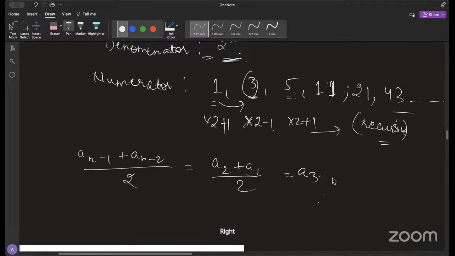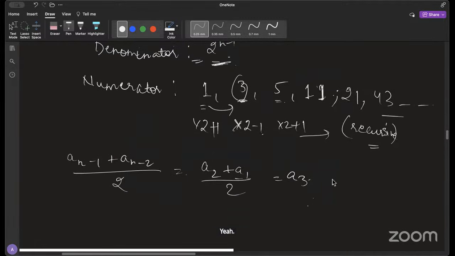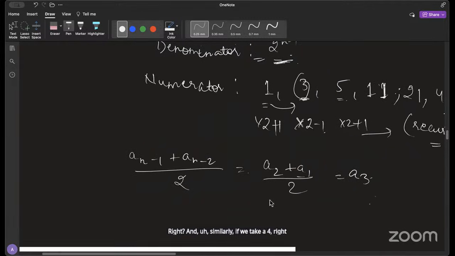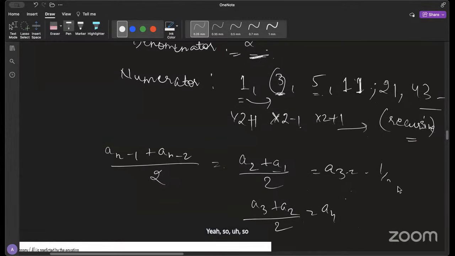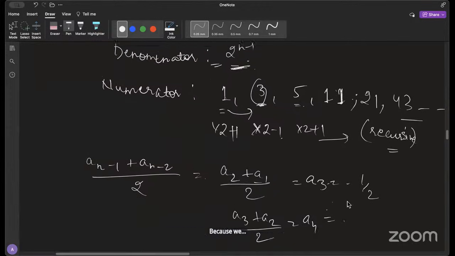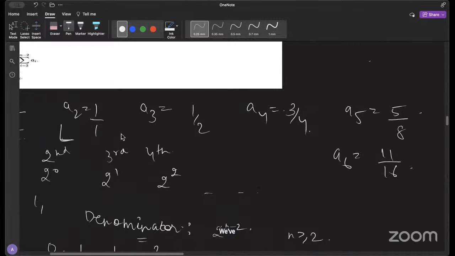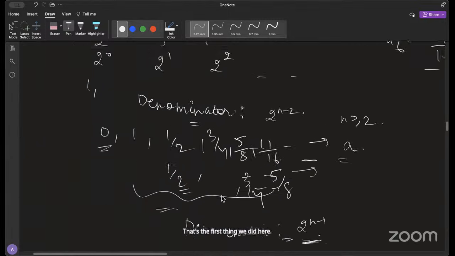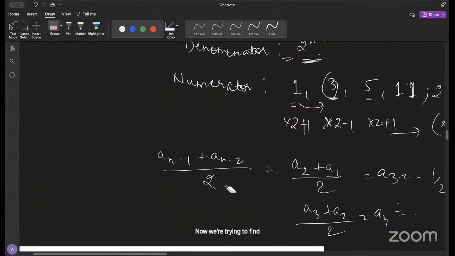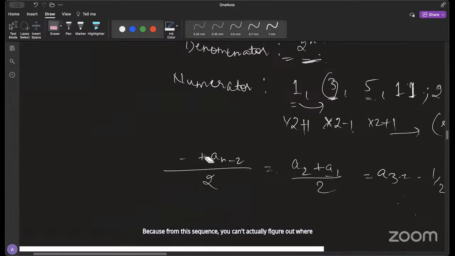Right? And similarly, if we take a4, we will get a3 plus a2 by 2. So we will get a general pattern from this. That's how we got the sequence, we've already taken it. That's the first thing we did here. Now we're trying to find a general term for this, because from this sequence you can't actually figure out where it's converging.